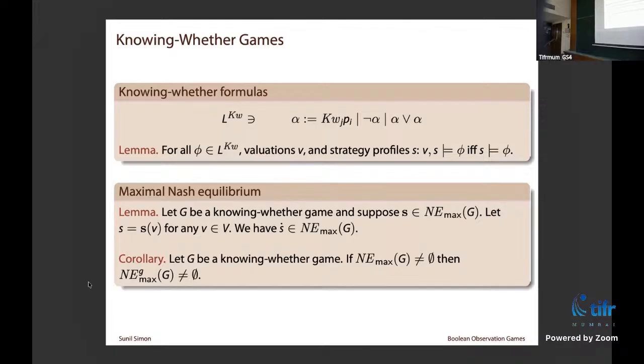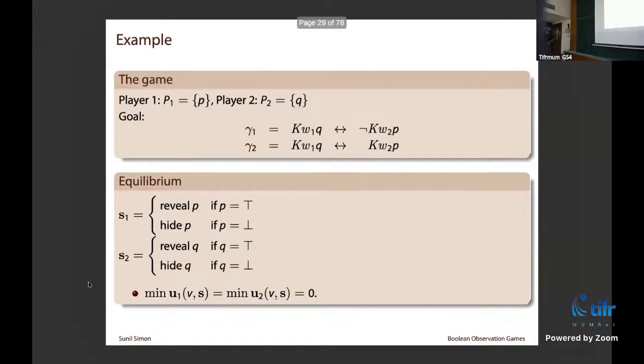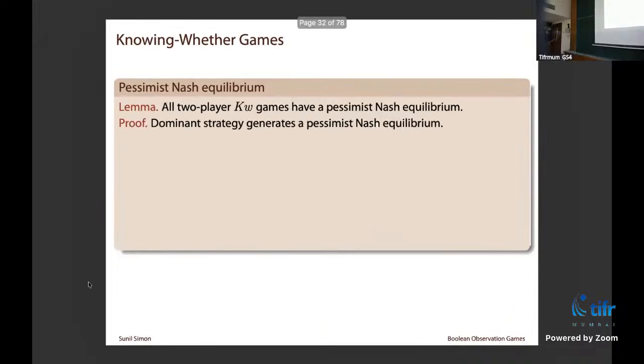And the other thing that we observed in this example was that this is a two-player game with these knowing whether kind of formulas. And then I showed you a particular equilibrium, which is a pessimistic one. Which is not a globally uniform strategy, but there is one. It turns out that, again, this is nothing special about this game. There is always going to be a pessimist Nash equilibrium for two-player games.